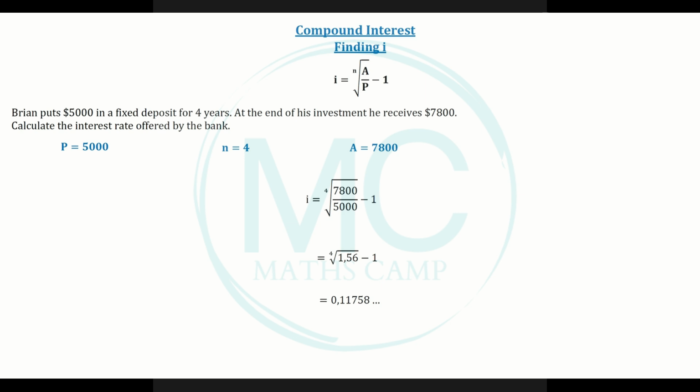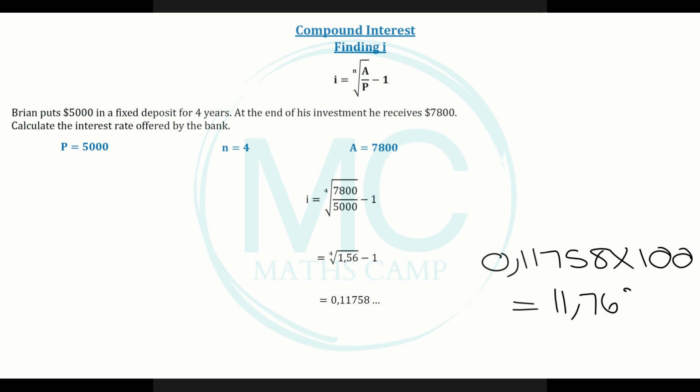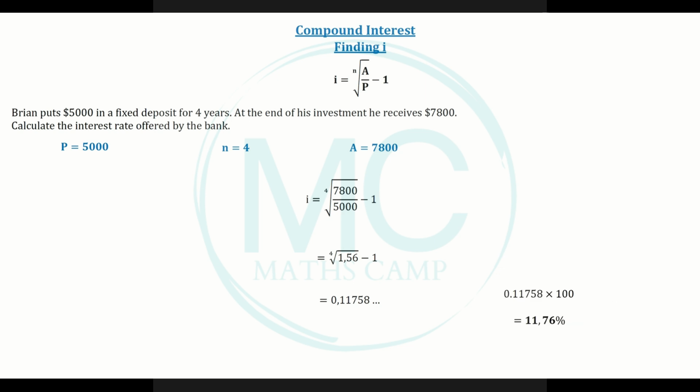But we don't want a value for i. We want an interest rate. So we need to multiply this by 100. And we can say 0,11758 multiplied by 100. And we get an answer of 11,76%. When working with an interest rate, please always round off to 2 decimal places. Let's do another example.